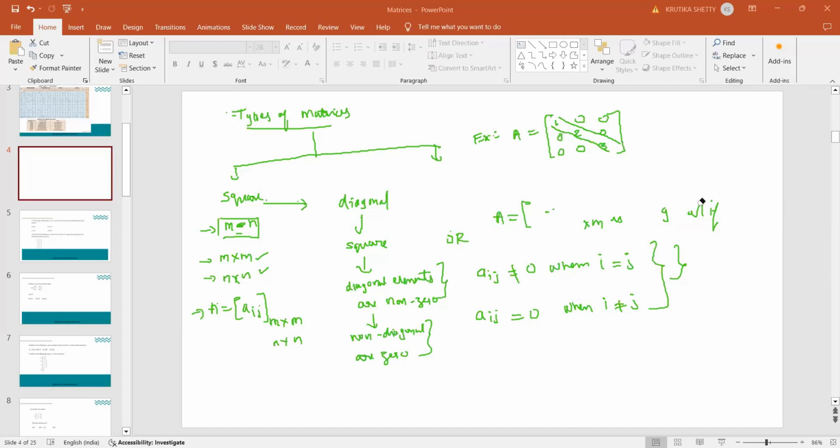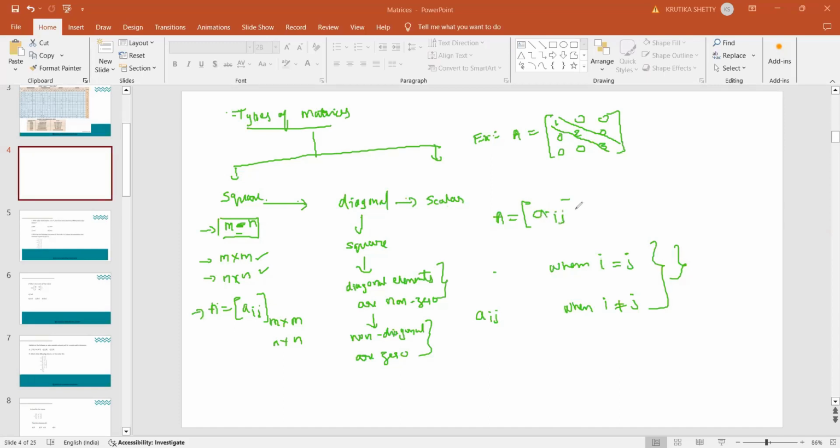So see the next part. Again the same definition, but there is a little change. We have understood what a diagonal matrix is, and the next matrix we will be discussing is the scalar matrix. So after diagonal, we are discussing the scalar matrix.